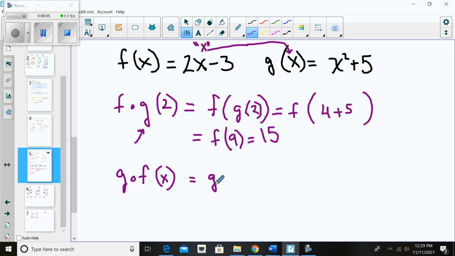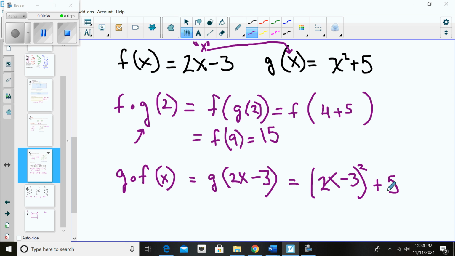So g of f of x means take this and then put this in for x. I'm putting this into a function that says whatever my input is, square it and add 5 to it. My input is 2x minus 3, so I need to take that, square it, and add, I'm sorry, I think I said add 3 to it. I meant add 5 to it. Okay, so that's how I would do those.